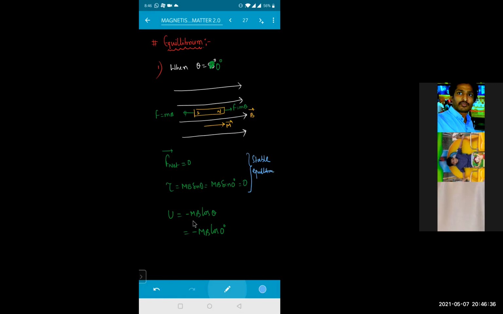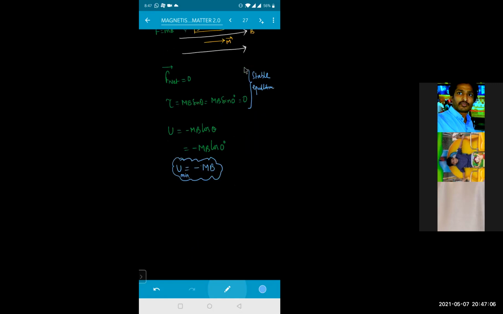Then what will be the potential energy formula? U is equal to minus MB cos theta. Theta is 0. Cos 0 is how much? Cos 0 is 1. So that will be equal to M into B. So U will become minus M into B. That means this will become minimum, because of the minus sign. Potential energy will become minimum in the stable equilibrium. Is that clear? Yes, sir.